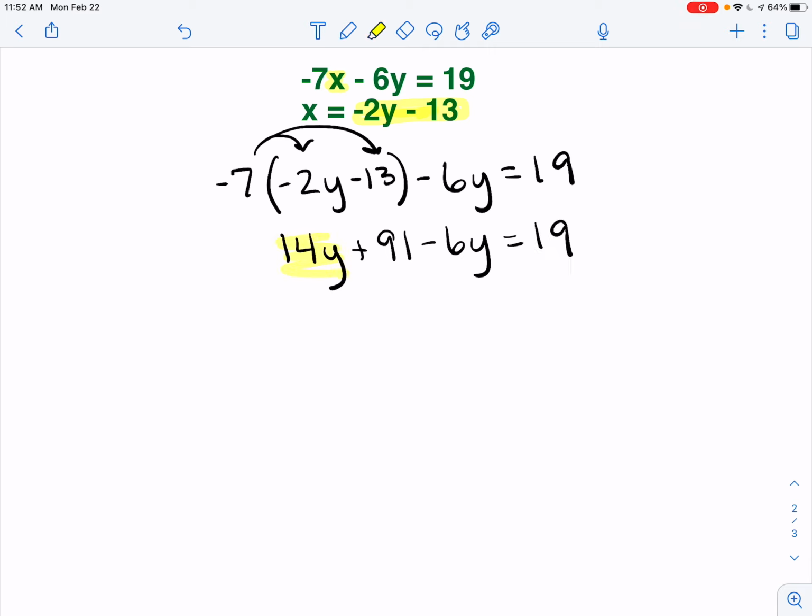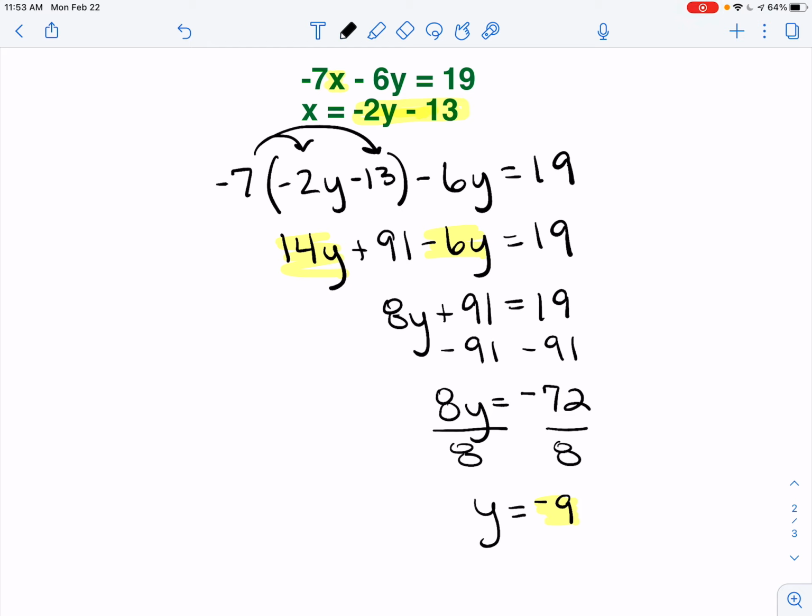And I'm going to have to substitute it back into either my first or second equation. And the goal is to figure out what x equals. I know what y equals. Now I need to figure out x. So I'm going to choose to use my second equation because it's already set to x equals. So here's my second equation. Here's my variable y. I'm going to take that y out and I'm going to put this negative 9 in its place. X equals negative 2 times negative 9 minus 13.